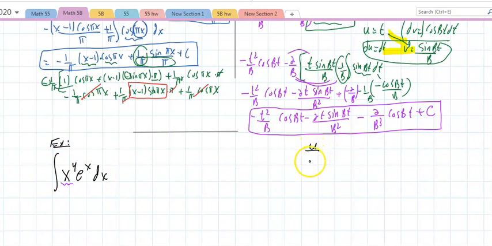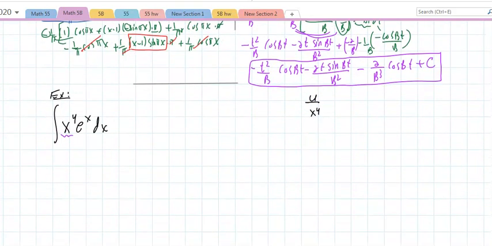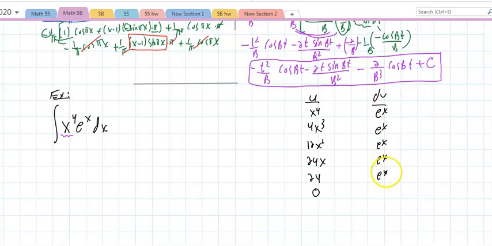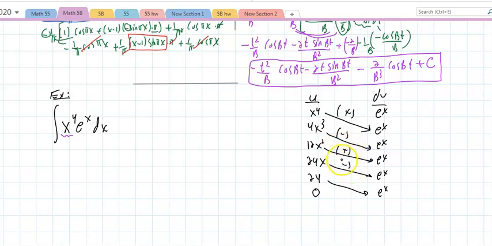Let u equal, what are you going to let u equal? x to the fourth. Take a derivative. Take another derivative. Take another derivative. Keep on taking derivatives until you get zero. dv is going to be e to the x. If you integrate, well, that's e to the x. And they figured out that, you know what? You're really going to multiply those two, those two, those two, those two, and those two. And they figured you start with a positive and you alternate on the signs. You could use that shortcut if you're going to use integration by parts more than once.